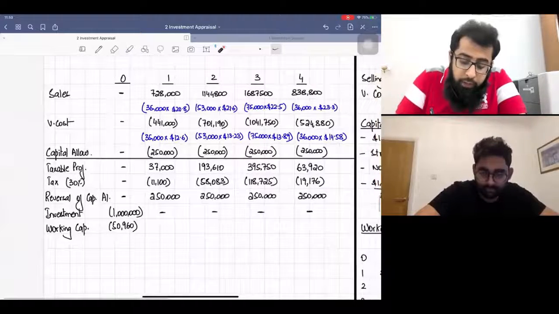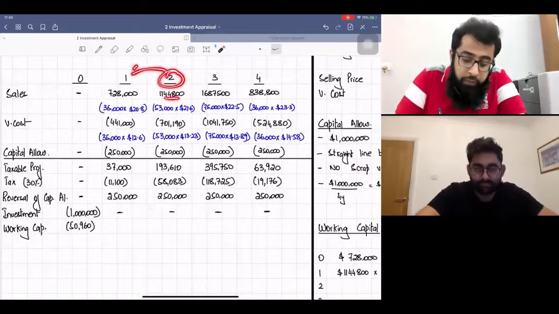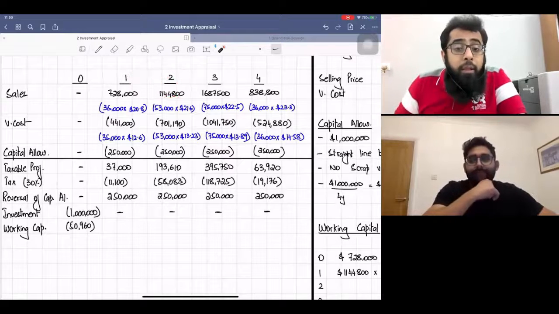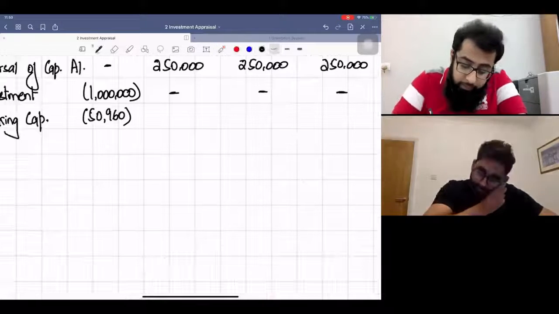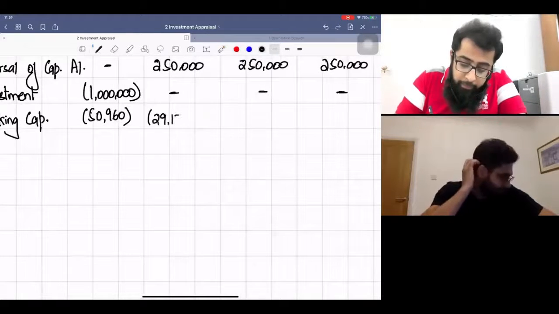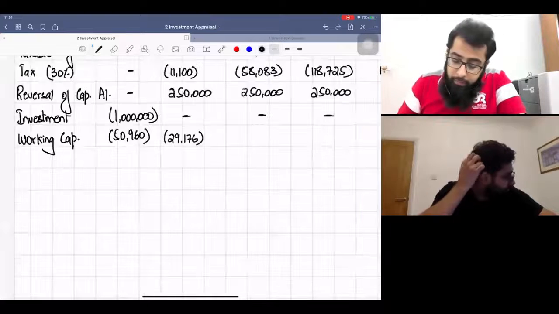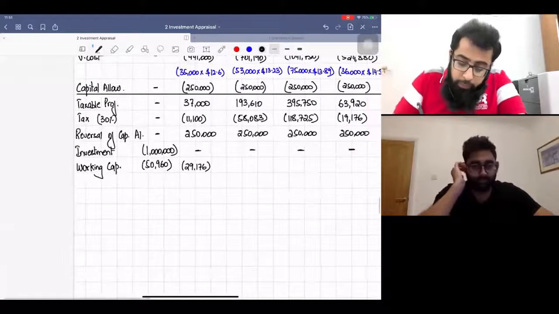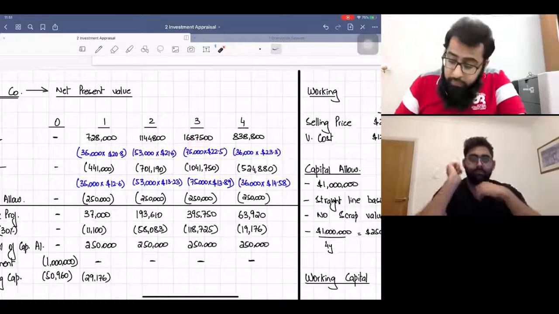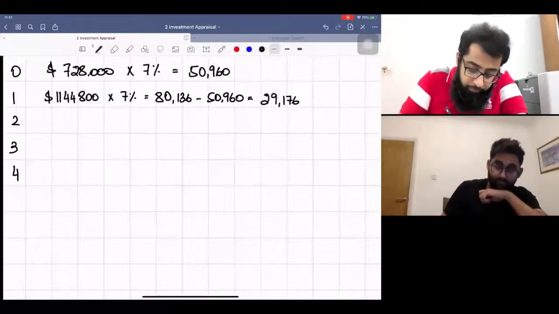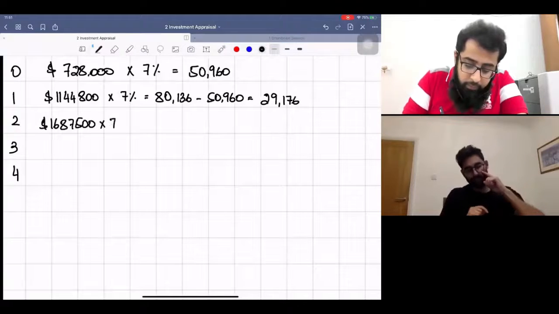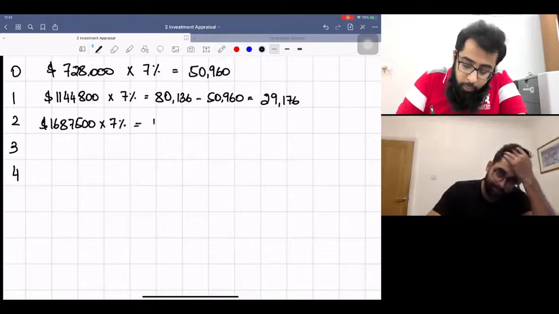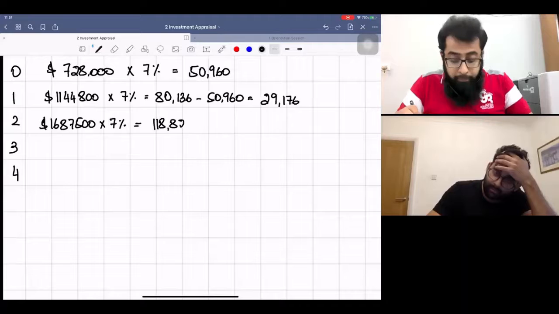Now you need this working capital for year 2, but you need it at the start of the year, so you will invest it in year 1. 29176. Then for year 3, it's 1687500 at 7%. 87500 is 118125.